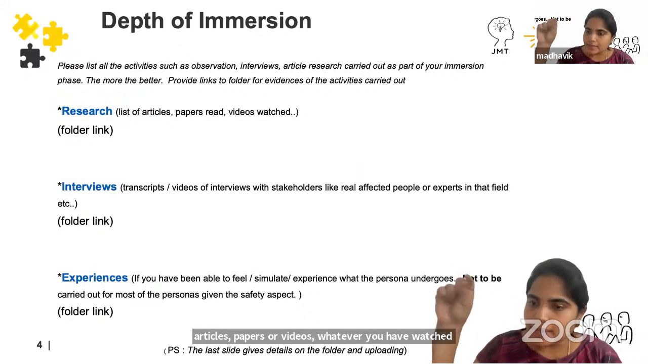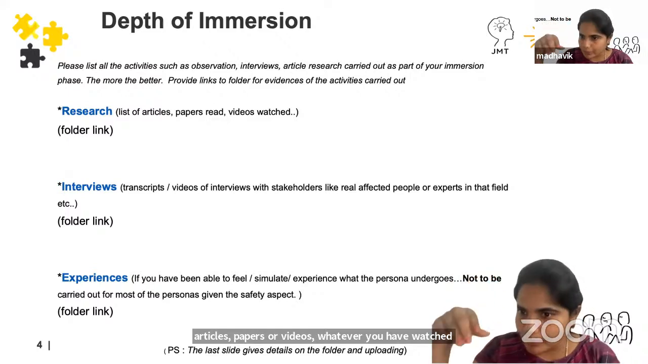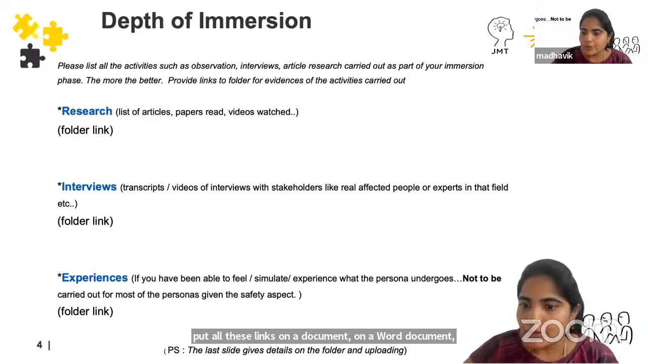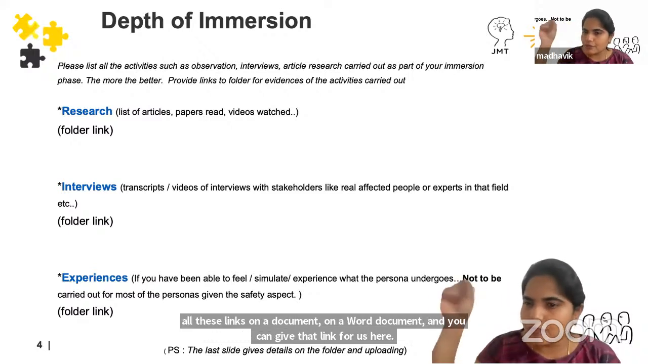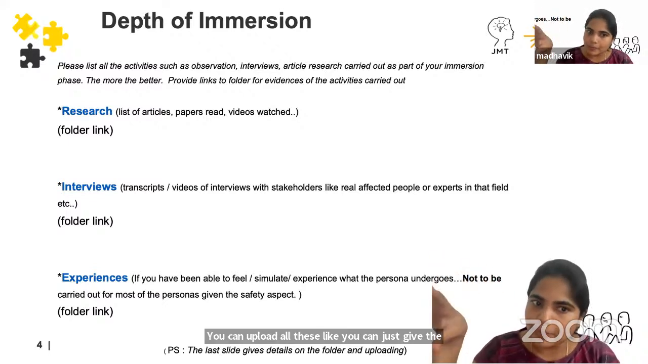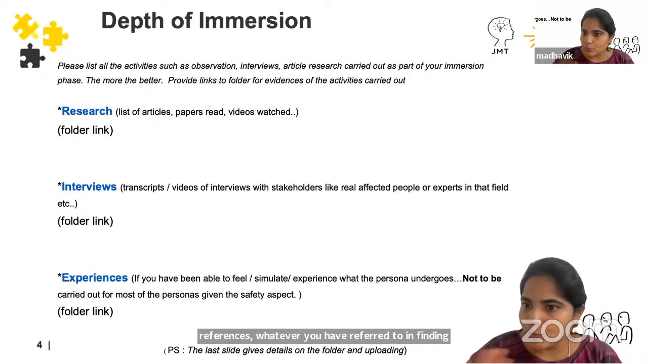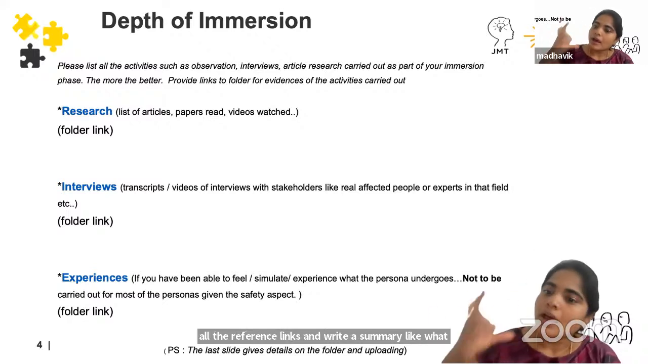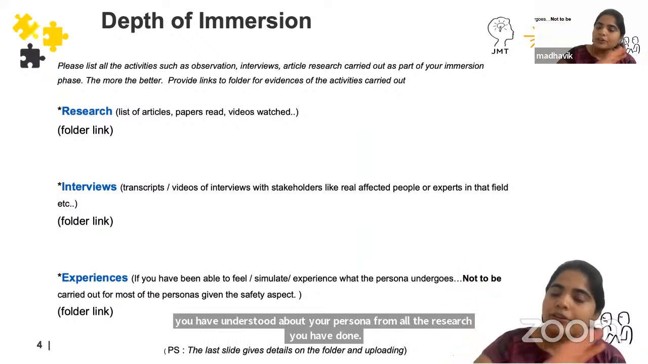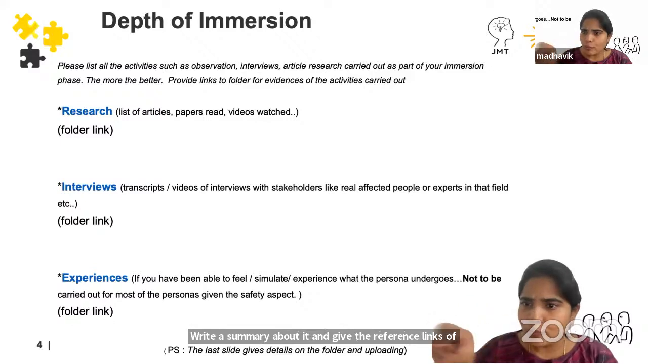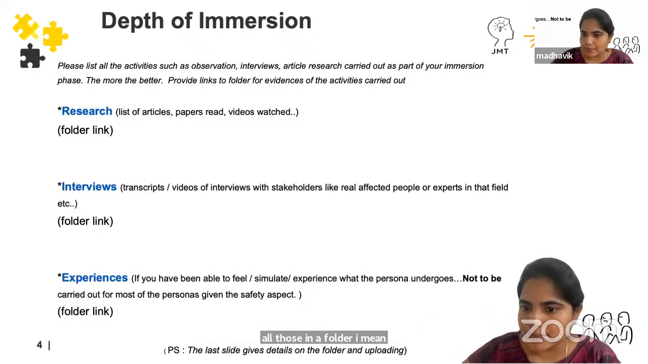Put all these links in a Word document, and you can give that link for us here. You can just give the references, whatever you have referred to in understanding your persona. Give all the reference links and write a summary of what you have understood about your persona from all the research you have done. Put it in a folder and share that folder link with us.